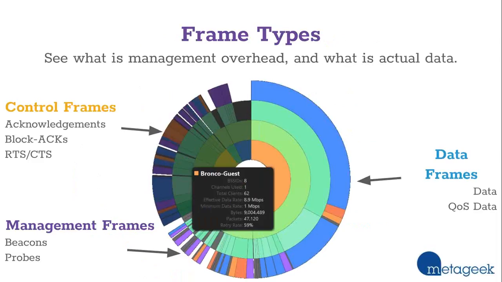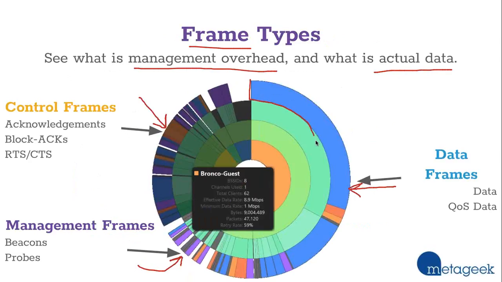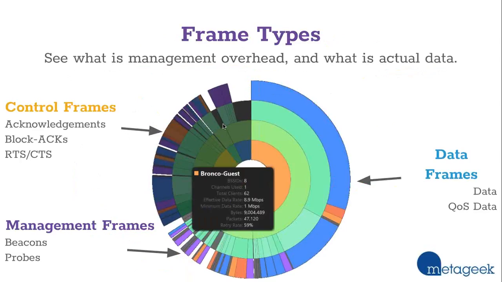The outermost ring shows us what is management overhead and what is actual data. It shows us the frame type or the subframe type. The color tells us what frame type it was. For example, all the orange, that's all control frames. All of the purple, that's all management frames. And all of the blue, that's actual data. So we can see exactly how much time was spent on actual data, like all this blue right here, versus management overhead, which is all of this orange right here. So you can see how much is management overhead and how much is actual data.